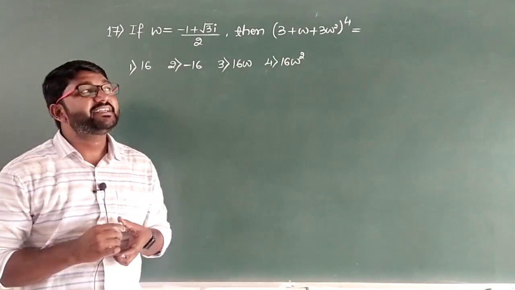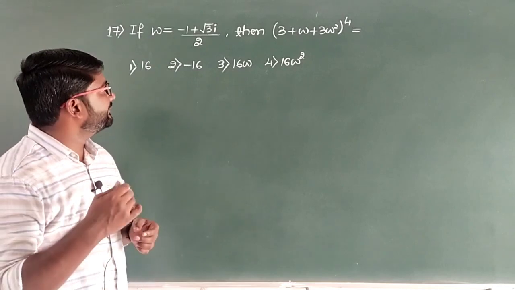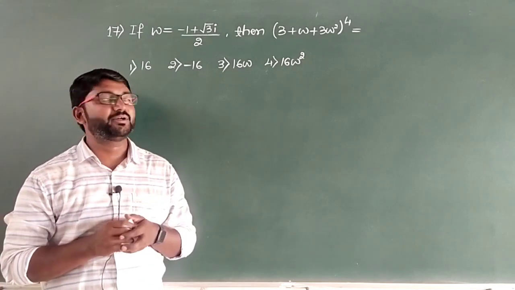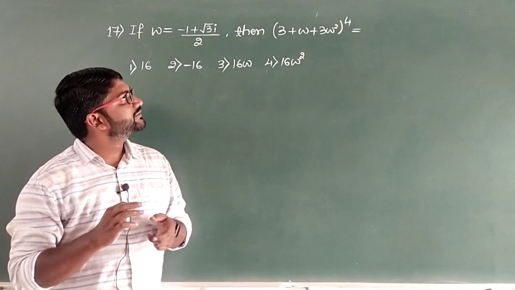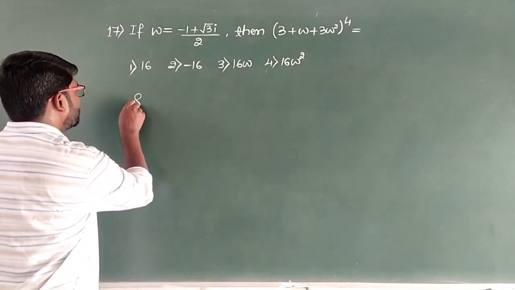Well, question number 17. If omega is equal to (minus 1 plus root 3 i) divided by 2, then we will have to find the value of (3 plus omega plus 3 omega square) whole raised to 4. So let us go ahead with the solution.